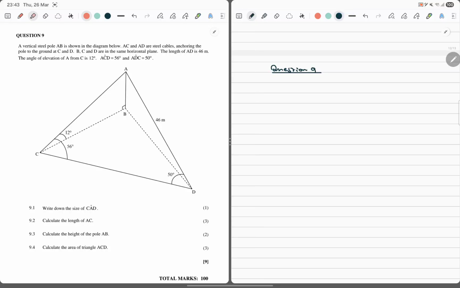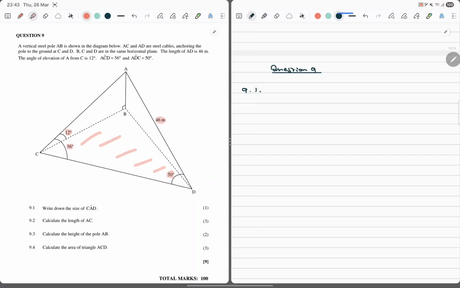Right, question 9 says a vertical pole AB is shown in the diagram below. AC and AD are cables anchoring the pole to the ground at C and D. B, C, and D are in the same horizontal plane. The length of AD is 46 meters. The angle of elevation of A from C is 12 degrees. ACD is 56 degrees, and ADC is 50 degrees. So we are good. Let's get to business.